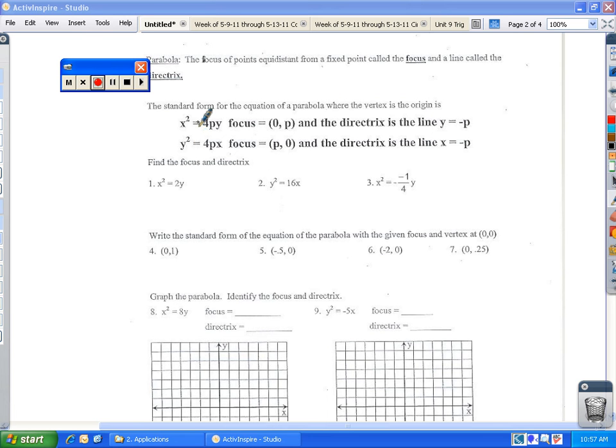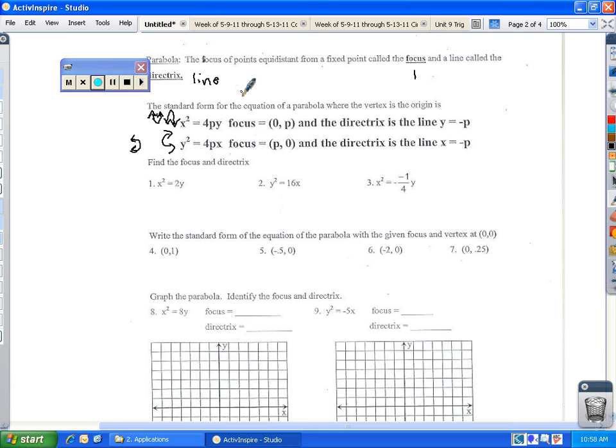Okay, so for parabolas, you have two standard forms of the equation. We have x squared equals 4py or y squared equals 4px, and that's going to, again, depend on which way it opens. An x squared is going to open either up or down, and for a y squared, it's either going to open left or right, but only one of those. Again, a parabola has one focus point and it has a directrix line.